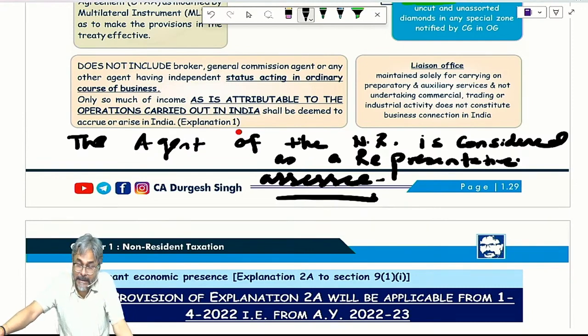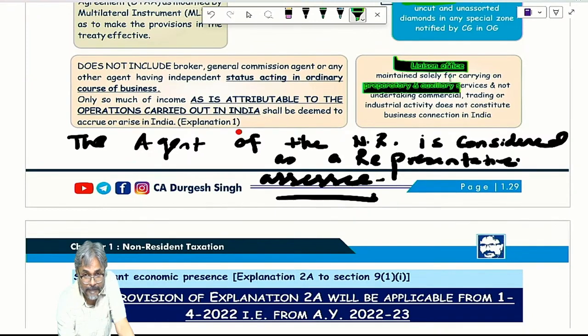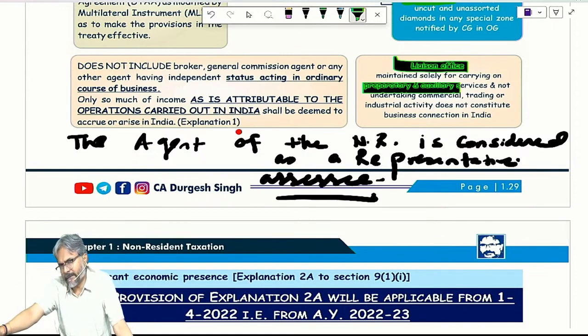Now, one last observation before I start the discussion for today's class. One last observation was about the license office. Be careful about this license office. I told you something about that yesterday. If it is only preparatory and auxiliary that this license office is performing in India, then there is no business connection. Only preparatory and auxiliary.